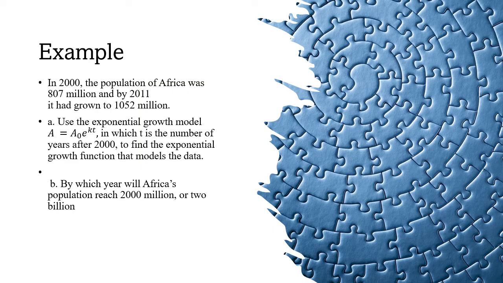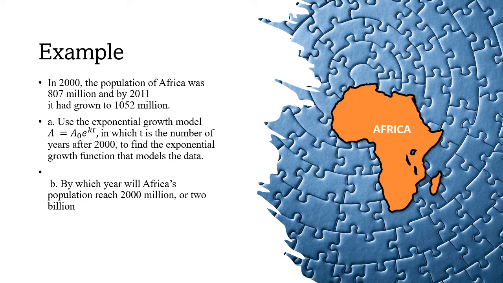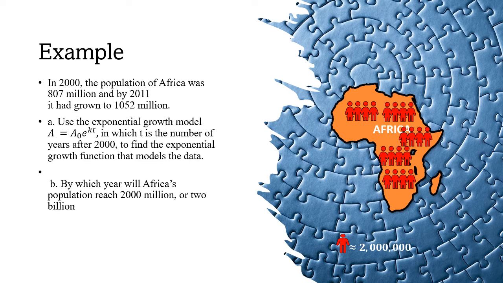The first example: in 2000, the population of Africa was 807 million, and by 2011 it had grown to 1052 million. So we're going to use the exponential growth model, in which t represents the years after 2000, to find an exponential growth function that models the data. Also, by which year will Africa's population reach 2000 million, or 2 billion?